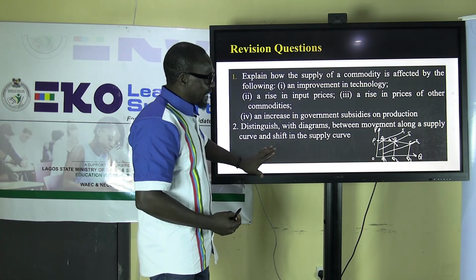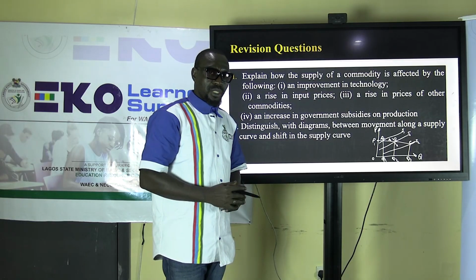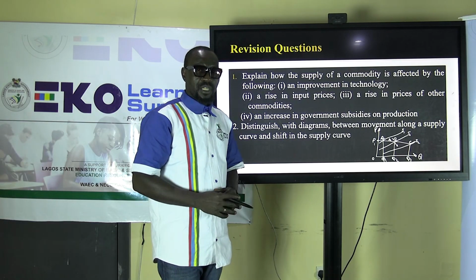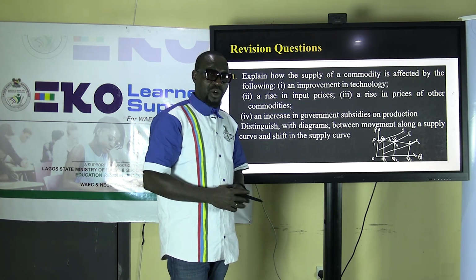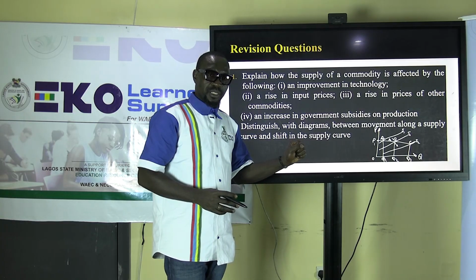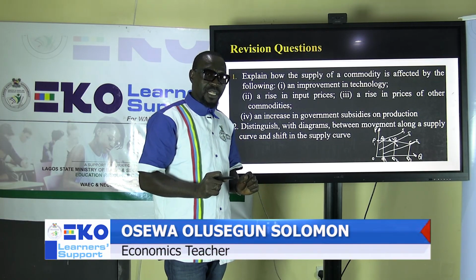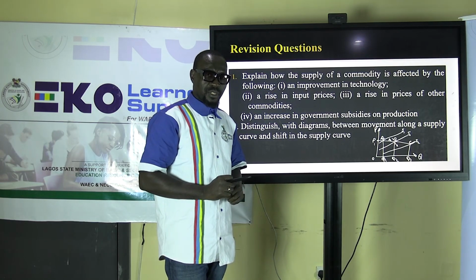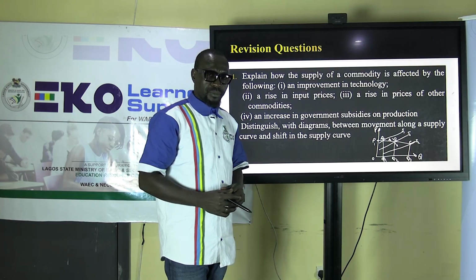So that clearly explains the distinction between the movement along a supply curve and a shift in the supply curve. Remember, in movement along the supply curve, price is the culprit, whereas other factors not related to price are responsible for shifts of the supply curve, either outwards or inwards.